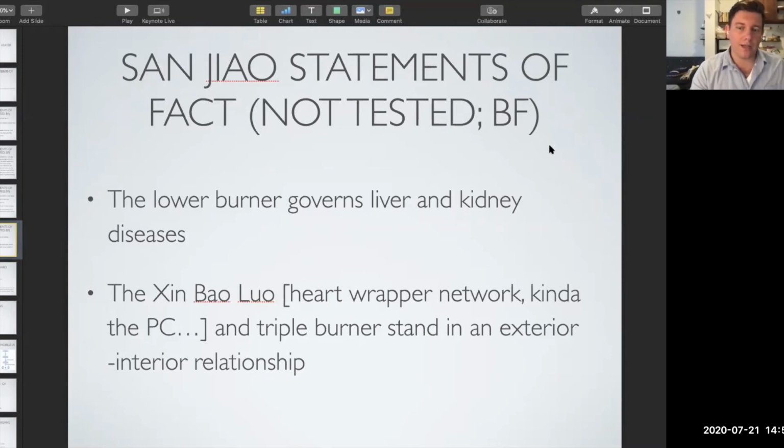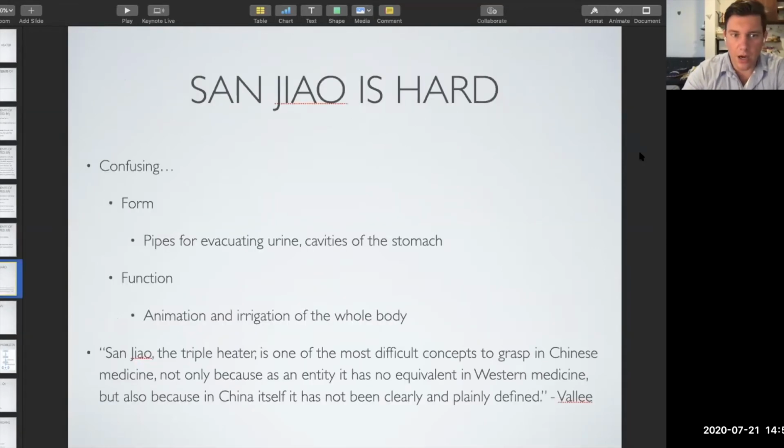I think that's all the statements of fact. For the other organs, the most statements of fact I included were 2 pages, and here we've got 5 pages. And all of that is to say that the Sanjiao is hard.